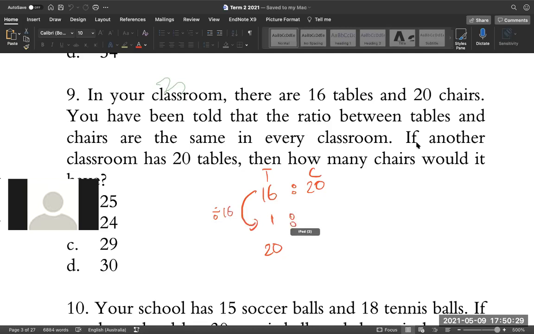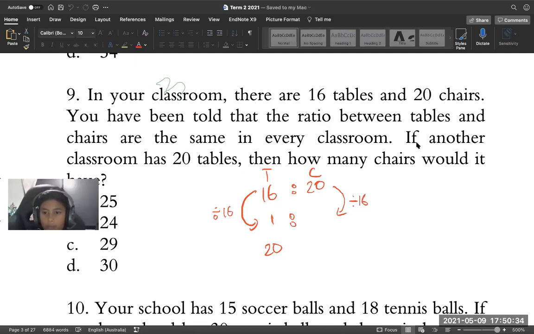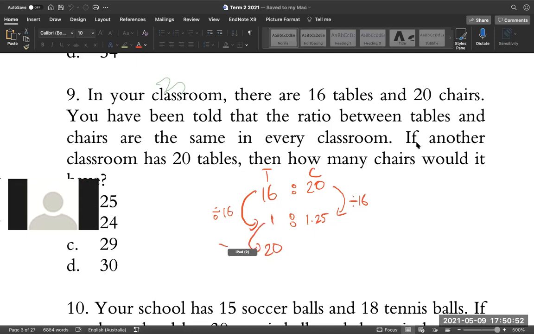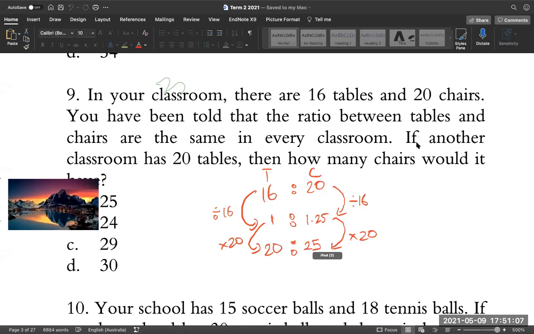I divide by 16. So I do the same on the other side. What's 20 divided by 16? 1.25. So 20 divided by 16 is 1.25. Do you guys understand? And then to go from 1 to 20, you multiply it by 20. And you do the same thing on the other side. If you do something to one side, you do it to the other side as well. So 1.25 times 20. And what does that give me? 25. Perfect. Does everyone understand?